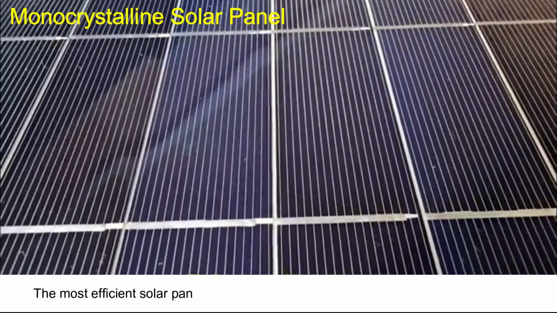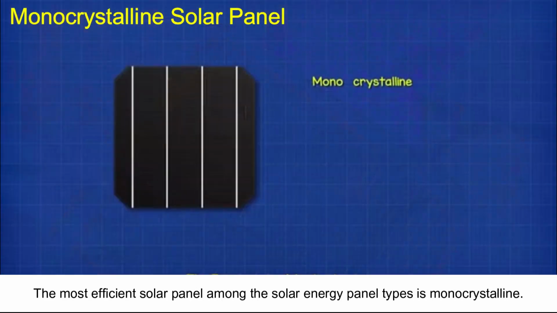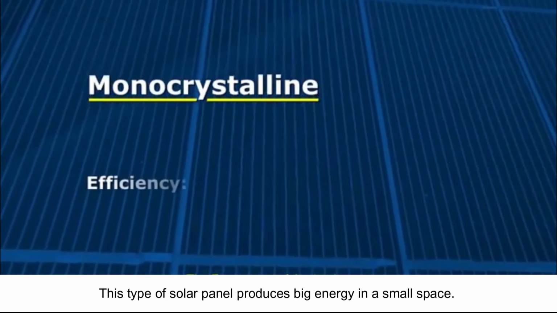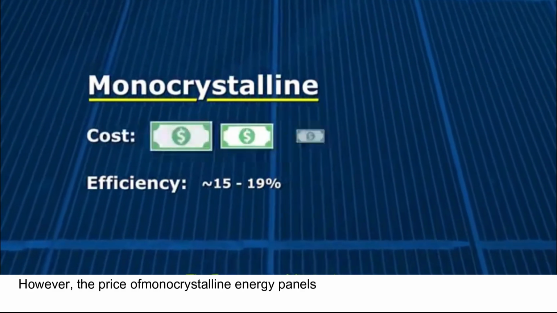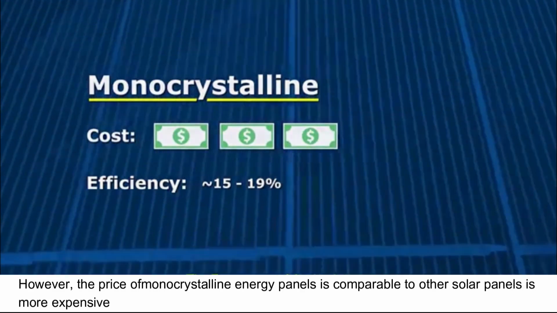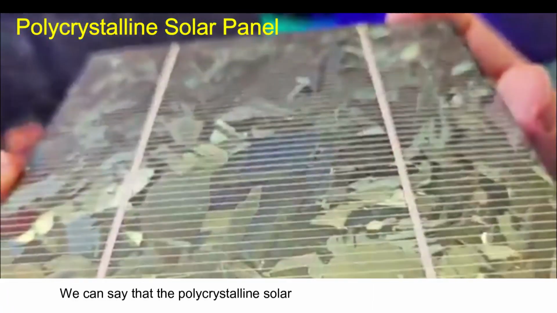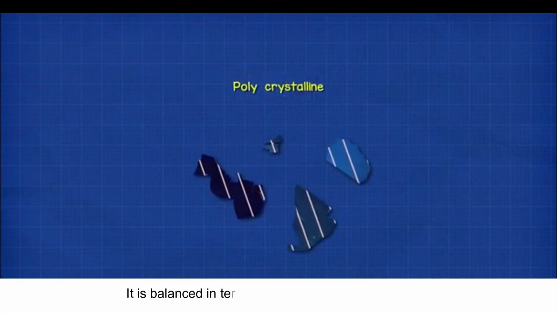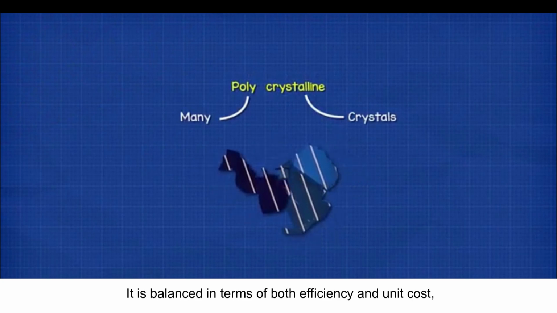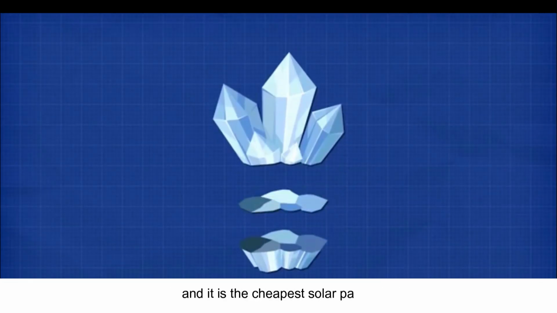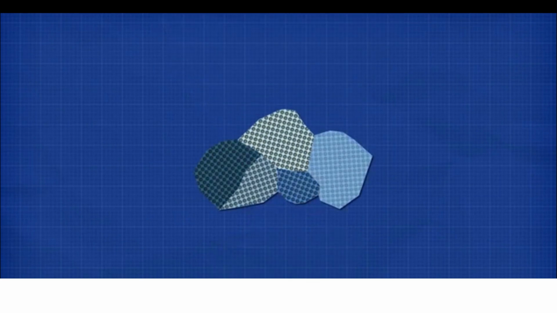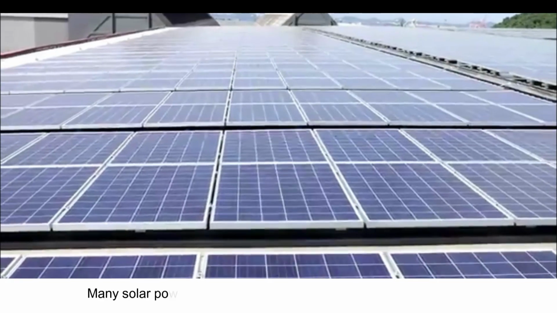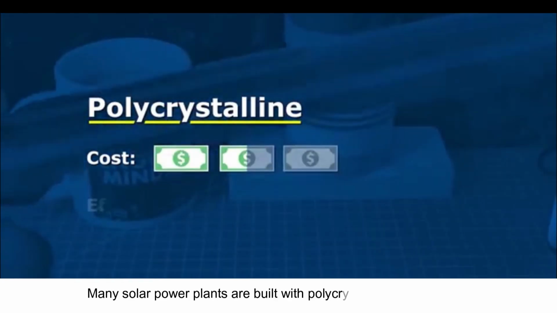The most efficient solar panel among the solar energy panel types is monocrystalline. This type of solar panel produces big energy in a small space. However, the price of monocrystalline energy panels is more expensive compared to other solar panels. We can say that the polycrystalline solar panel is a complete market product. It is balanced in terms of both efficiency and unit cost. And it is the cheapest solar panel. Many solar power plants are built with polycrystalline solar panels.